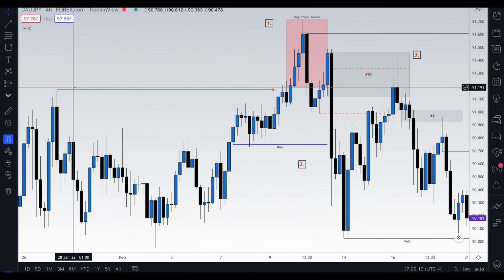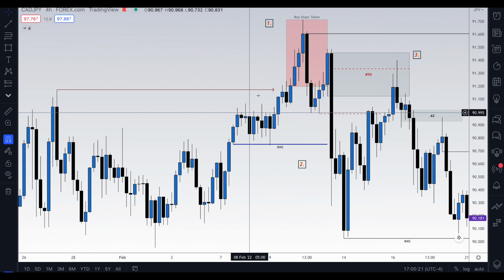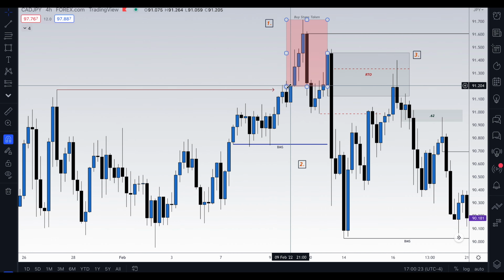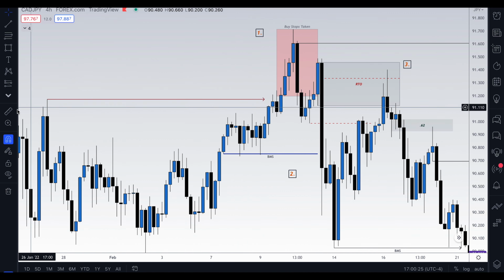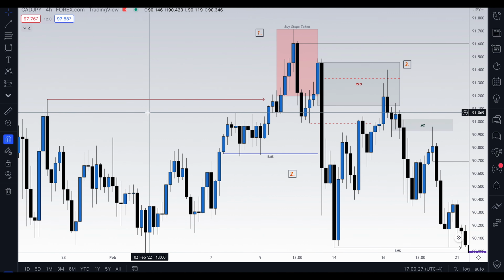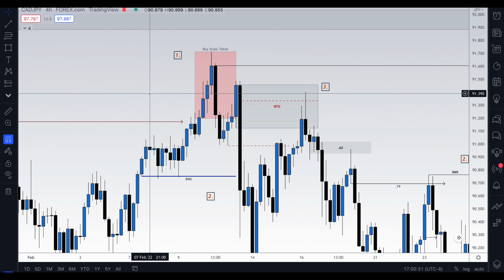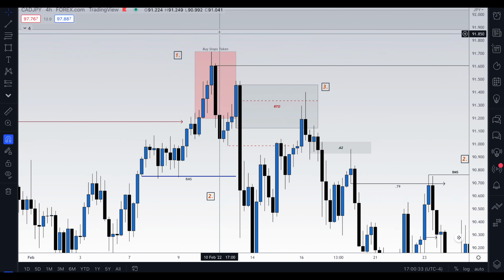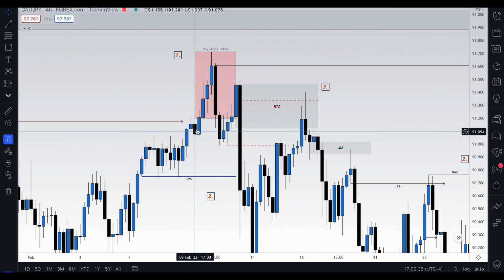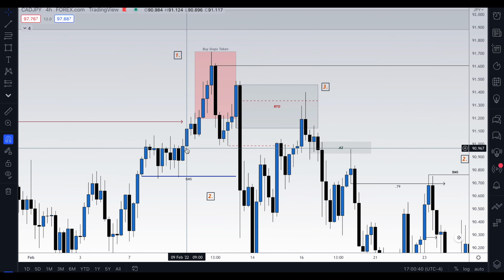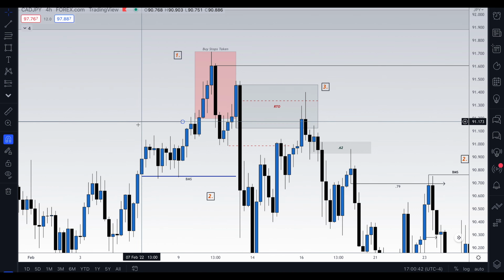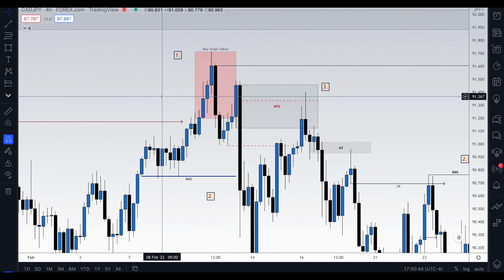So as price is climbing higher, right? I am looking for these buy stops to be taken out. Okay, that liquidity to be taken out. And what this does is trap the buyers, right? Because as buyers are seeing this move up, they're excited. They're seeing these big beefy candles.